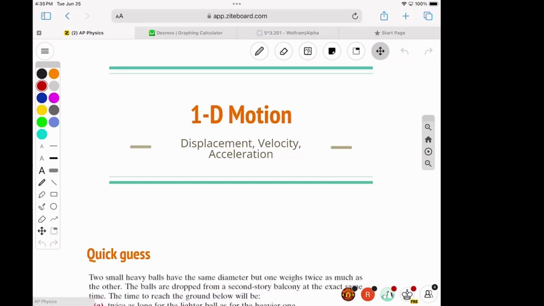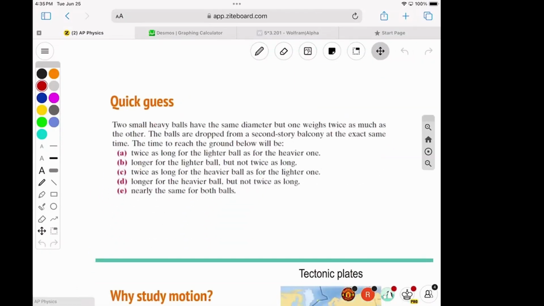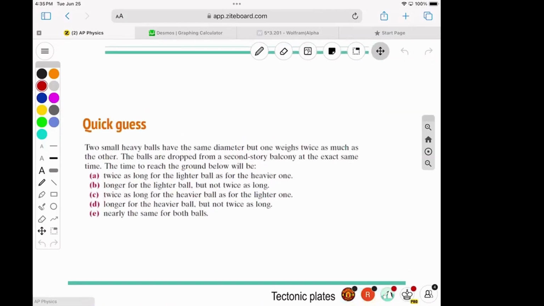Okay, all right, so before we start, let's take a quick guess. Two small heavy balls have the same diameter, but one weighs twice as much as the other. The balls are dropped from a second-story balcony at the exact same time. The time to reach the ground below will be A, twice as long for the lighter ball, B, longer for the lighter ball, but not twice as long, C, twice as long for the heavier ball, D, longer for the heavier ball, but not twice as long, and E, nearly the same for both balls. Okay, so take a guess.